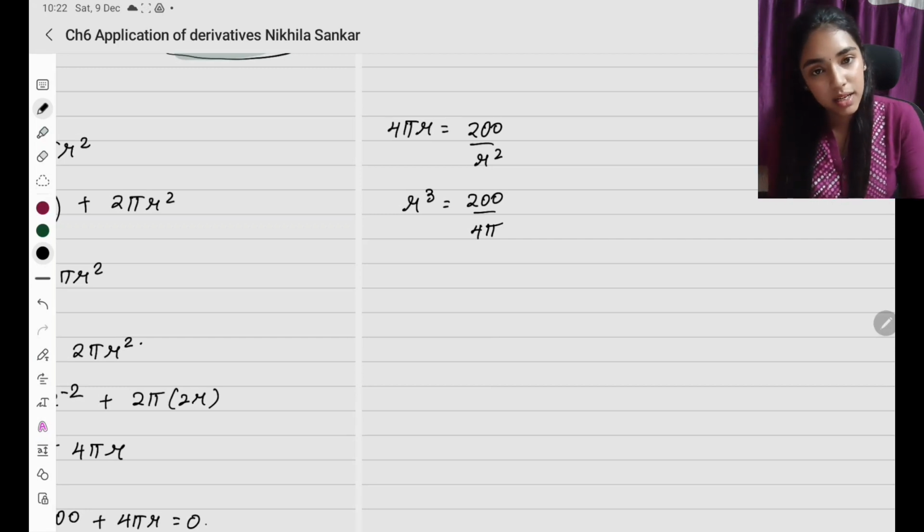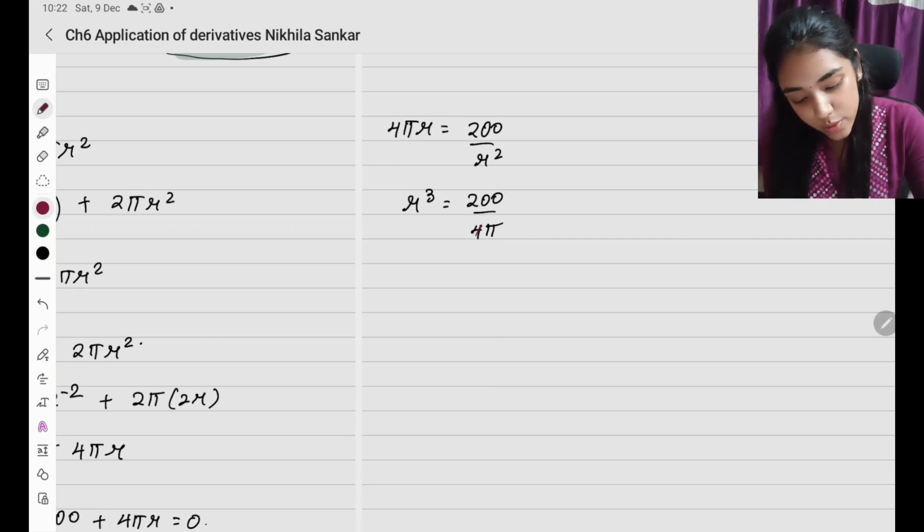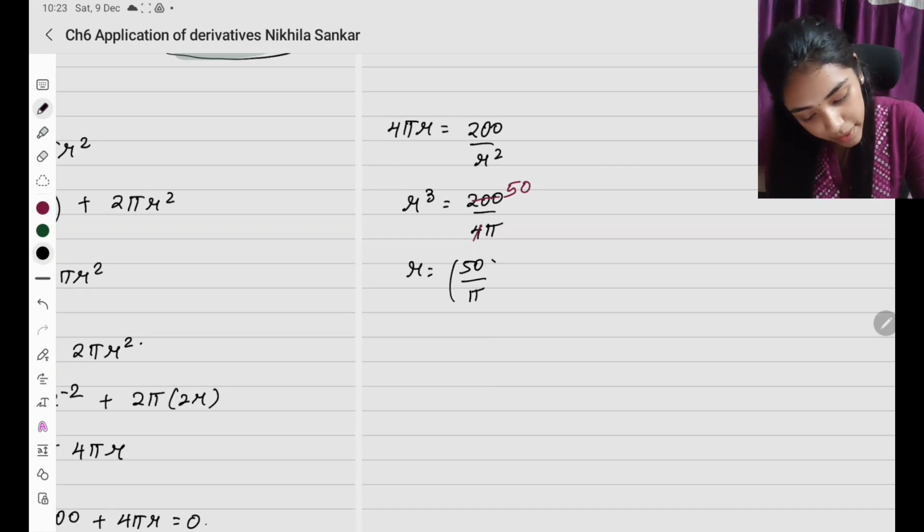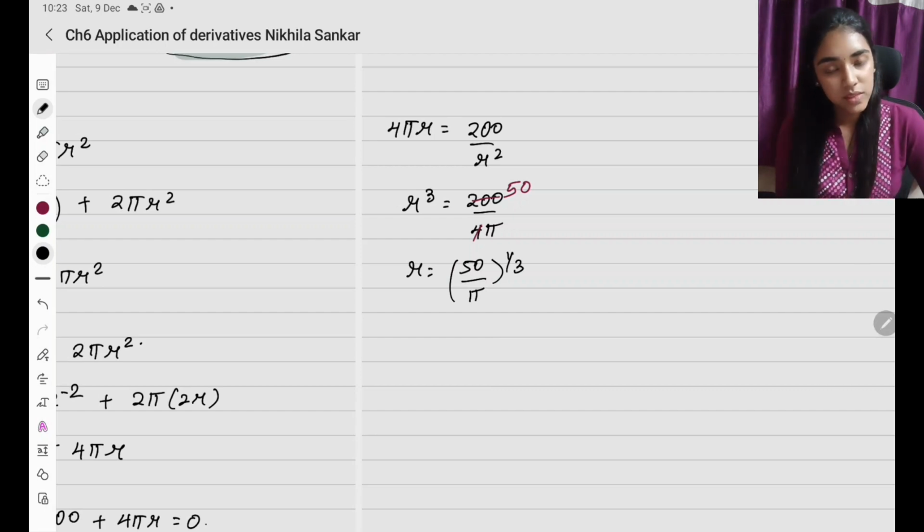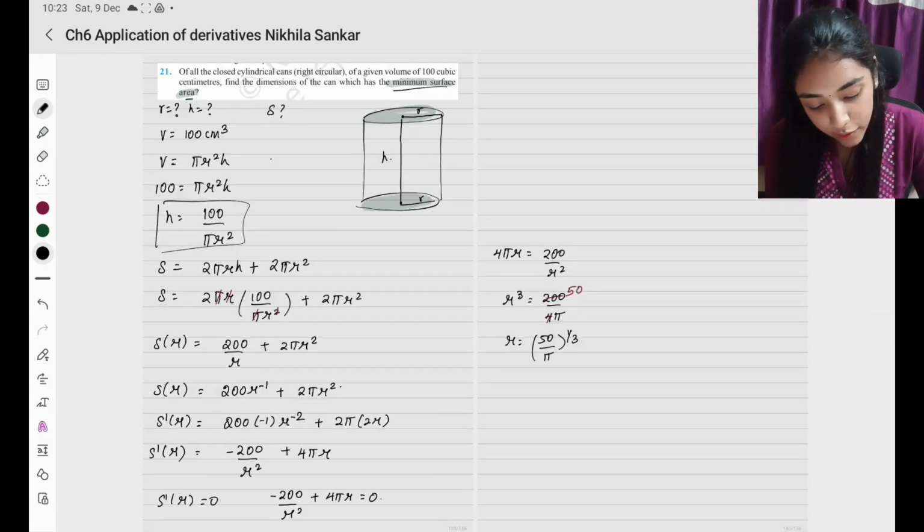Can we write it like this? I take r cube, and I bring the constants down. So 4 fives are, right? So 4 times 5 which is 50. So r equals 50 divided by pi, cube root. So this is going to be my radius. I found out what my radius is.